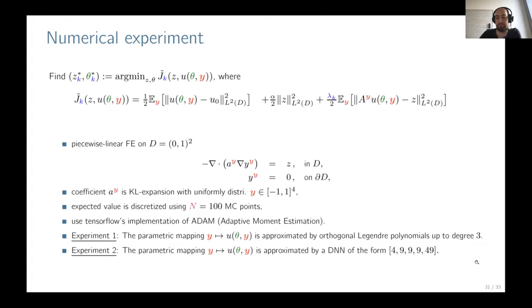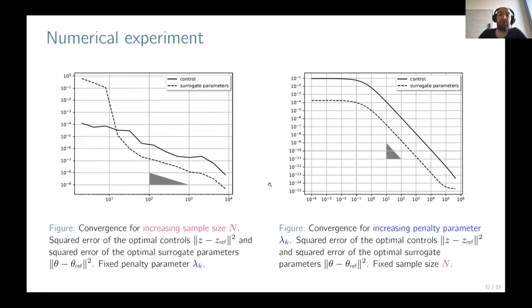Okay, so in our first experiment, we now solve the constraint optimization problem. On the one side, we increase the sample size n, but keep the penalty parameter lambda_k fixed. And we obtain exactly what we expected through our numerical methods. Here we have the linear surrogate parameter, just to verify our theoretical analysis. And on the other side, we can increase the penalty parameter while fixing the sample size. And again, here we see the expected rate. So here we did not apply any stochastic gradient method.